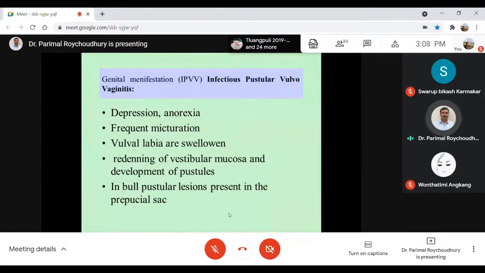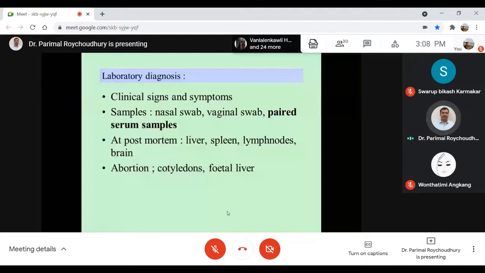Now coming to the laboratory diagnosis of this infection, the clinical signs and symptoms give us some information, not concrete, but some information we can get about the IBR. So diagnosis is totally dependent on demonstration of antigens, its isolation, or antibody-based detection for specific viruses. So the different clinical samples you can collect. One such is called paired serum sample. I think you understand this is quite important in endemic areas.